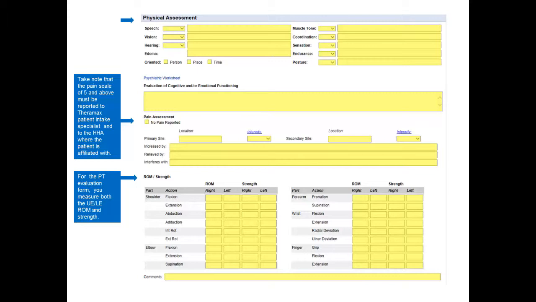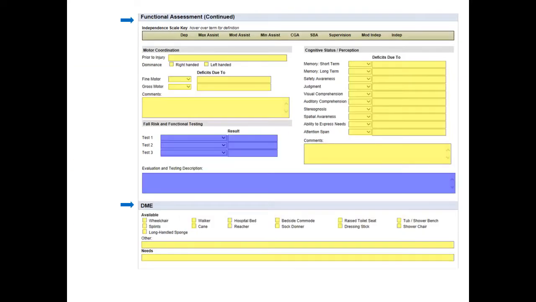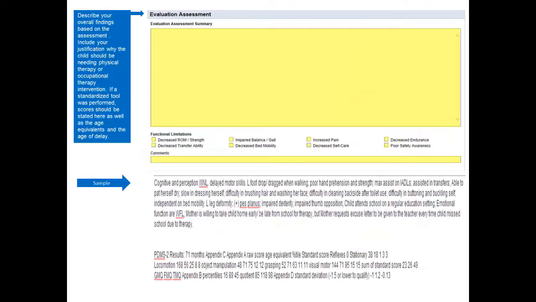For the PT evaluation form, you measure both the upper extremity and lower extremity ROM and strength. Describe your overall findings based on the assessment. Include your justification why the child should be needing physical therapy or occupational therapy intervention. If a standardized tool was performed, scores should be stated here as well as the age equivalence and the age of delay.